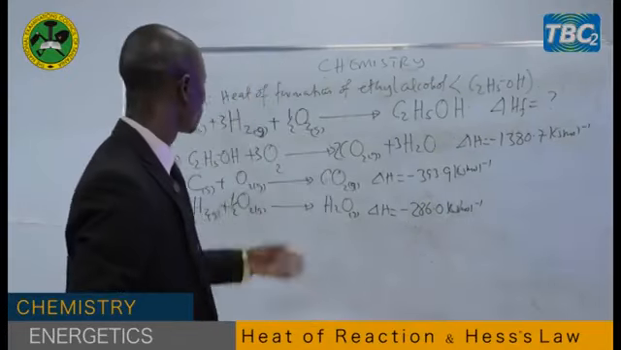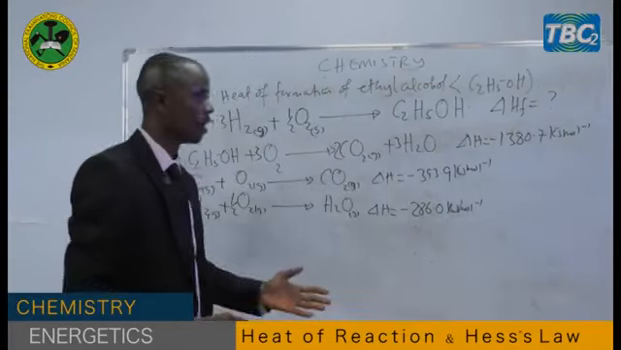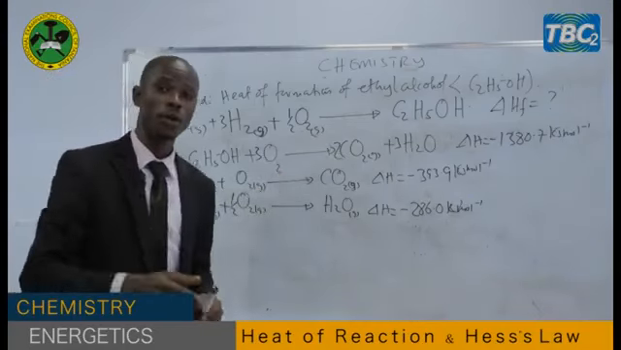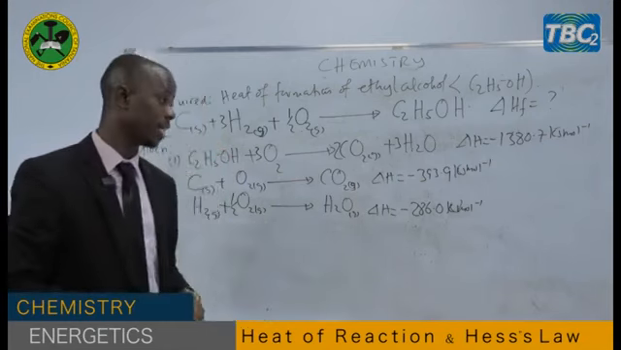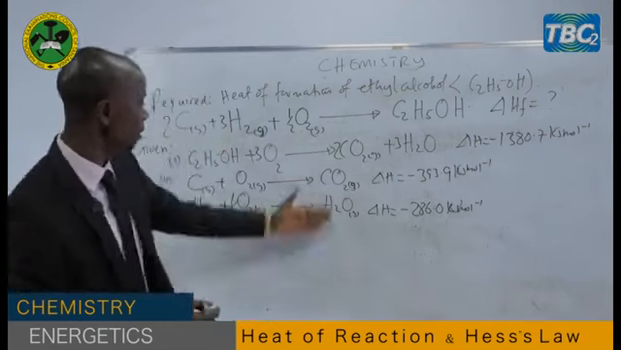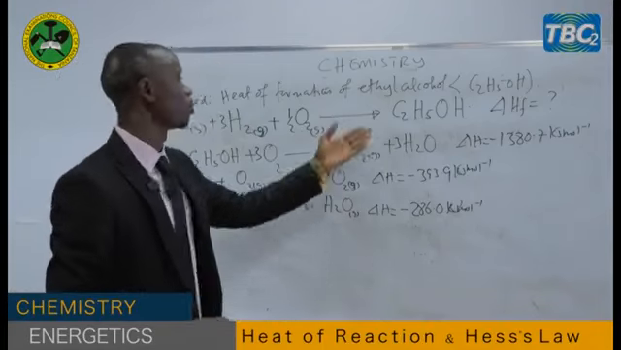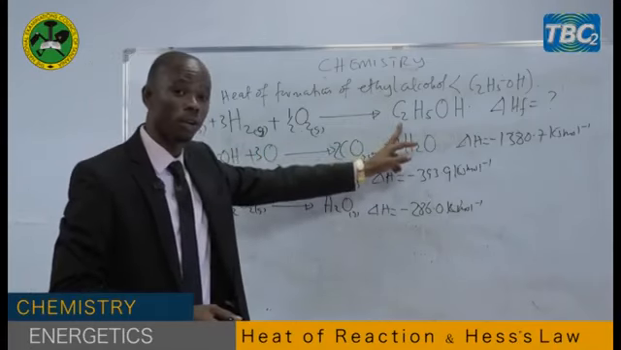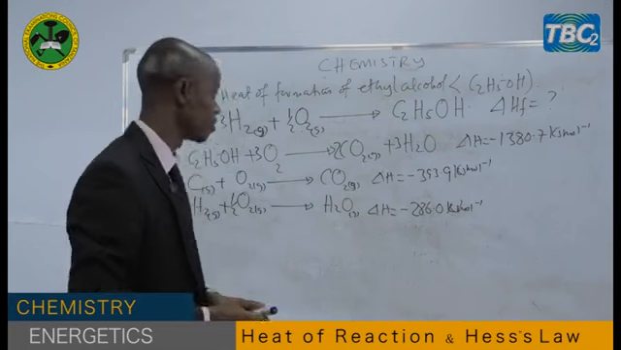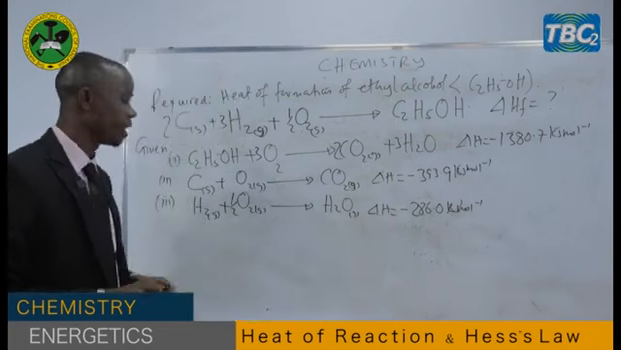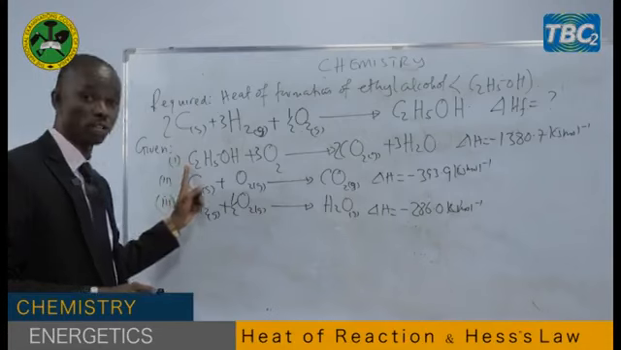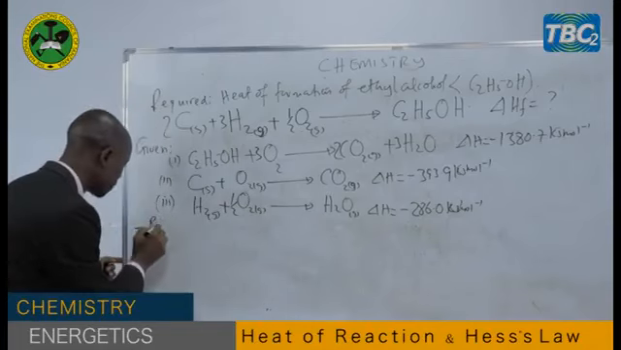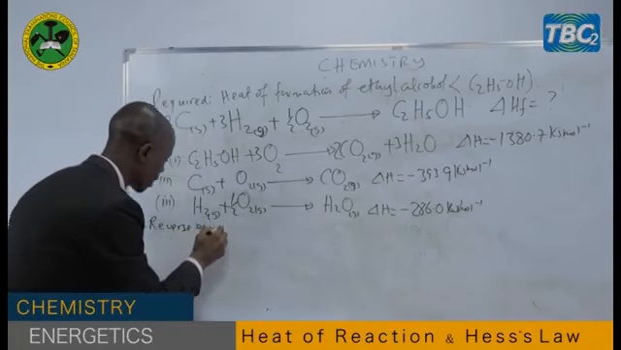Now, my dear students, after we have obtained and clarified our data, we go back to the skills that we started from the beginning. We have to manipulate these 3 given thermochemical equations to get the required equation. In the required equation, ethanol, or ethyl alcohol, is on the product side. We find among the 3 which one has ethyl alcohol. You find that it is the first one. So you have to reverse equation 1.